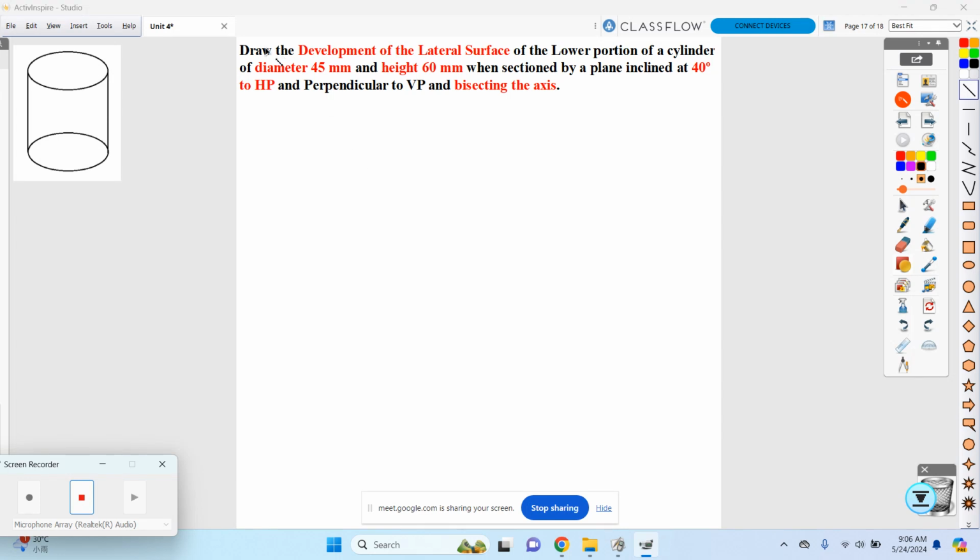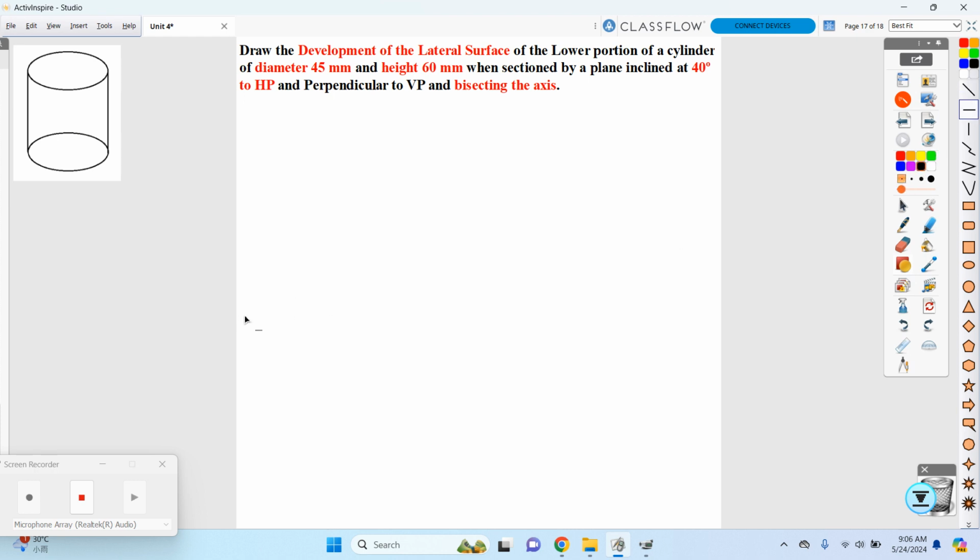In this problem they have provided: draw the development of the lateral surface of the lower portion of a cylinder of diameter 45 mm and height 60 mm, when sectioned by a plane inclined at 40 degrees to HP and perpendicular to VP and bisecting. Bisecting means we are going to bisect it, and we are going to view how the profile looks like.